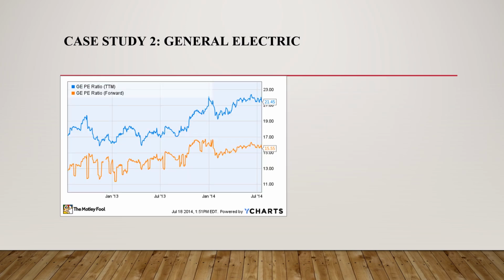General Electric, on the other hand, has seen its P/E ratio fluctuate dramatically due to changes in earnings and investor sentiment. This shows how market perception and actual performance can impact valuations.